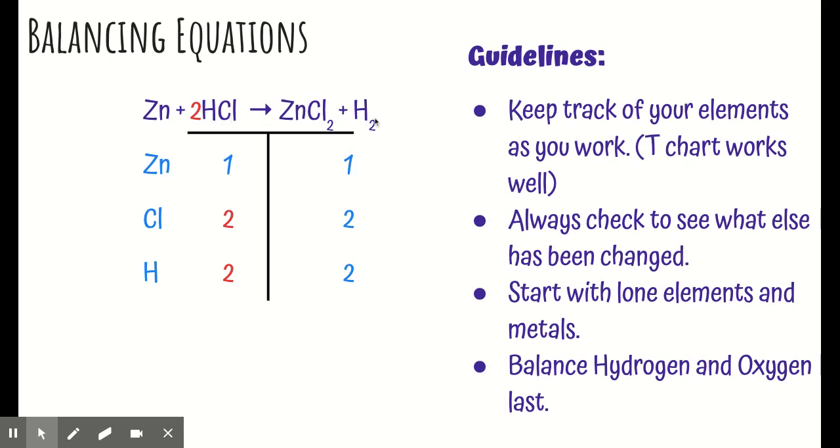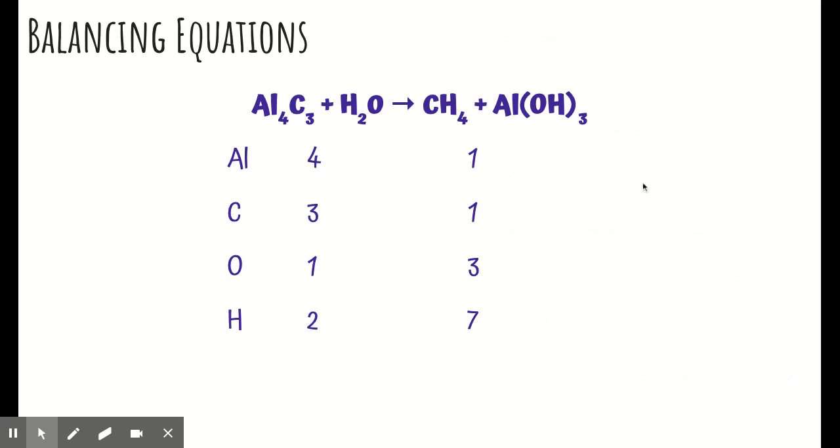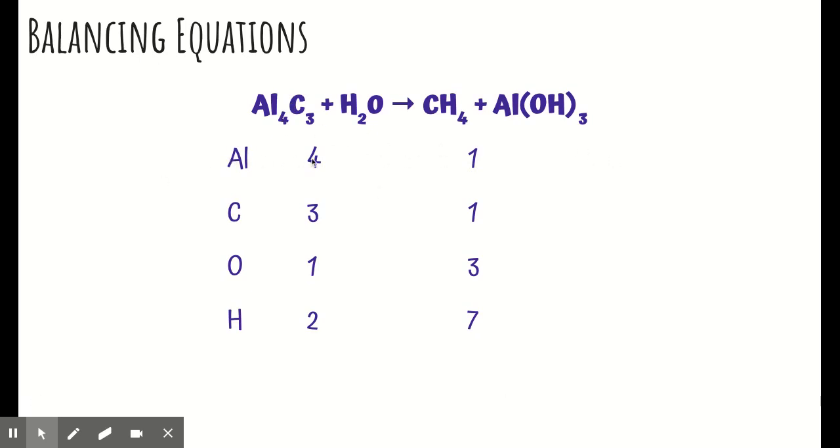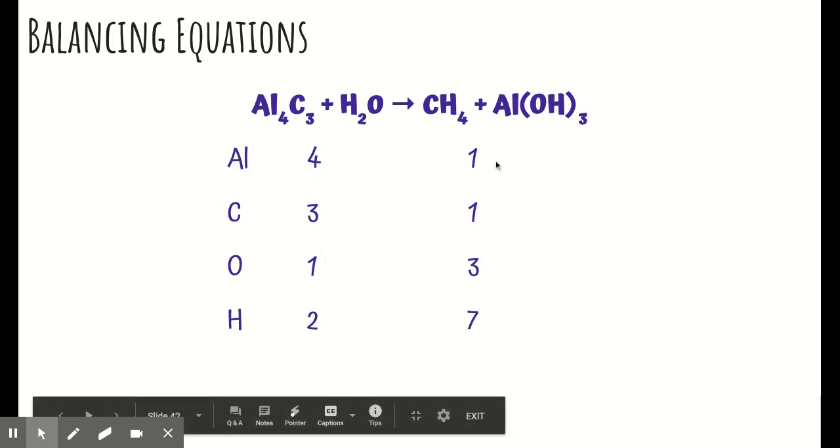So this is what the balanced equation will look like. You have equal amounts of atoms on either side. Okay, so here's one more example, another T chart here. For aluminum, what we're starting with, we have 4 as a reactant, 3 carbons, 1 oxygen, and 2 hydrogens. On the product side, I have 1 aluminum, 1 carbon, 3 oxygens, and 7 hydrogens.